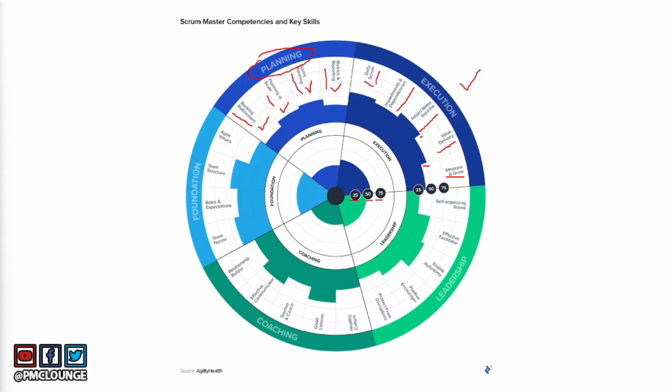So you can also check around the kind of weight that you should give to all these key skills. Then you've got leadership, self-organizing teams. How can you enable your teams to self-organize? Effective facilitator, of course, that's the number one thing that you as a Scrum Master should have.